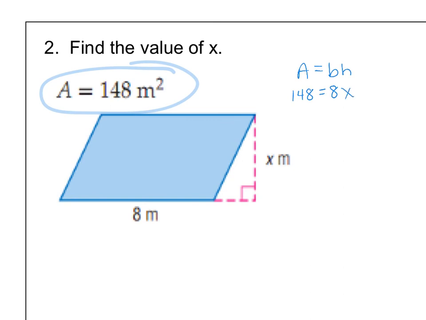We can solve this for x. You're just going to divide by 8. So then you have to figure out what is 148 divided by 8. I typed that in, and I got 18.5 equals x. So what is the value of x? Well, it's 18.5 meters.